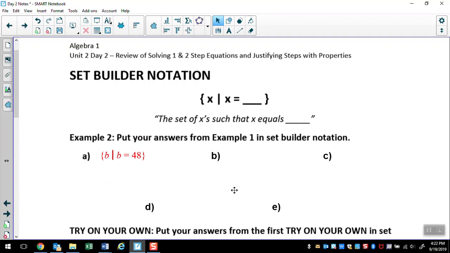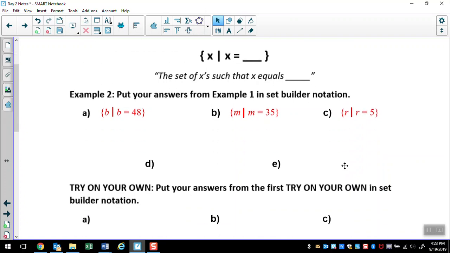All right, now we've got m equals 35 was our next answer to the next example. So when we go to put that in, again, here's my m equals 35, and then I just build around it. I add my brackets and that m such that. Nothing else really changes. All right, the one for C was r equals 5. So here's my r equals 5, and then I add in the brackets and the r such that around it. D had an answer of x equals 39.